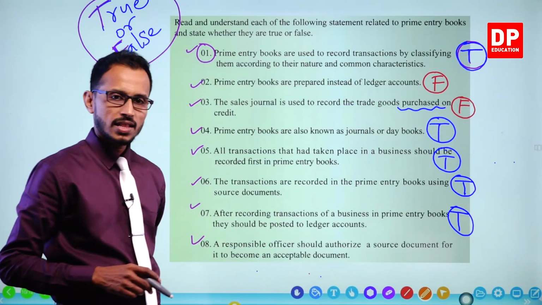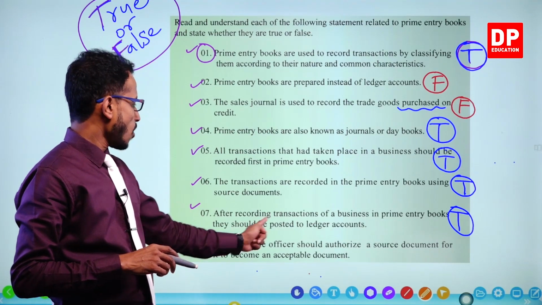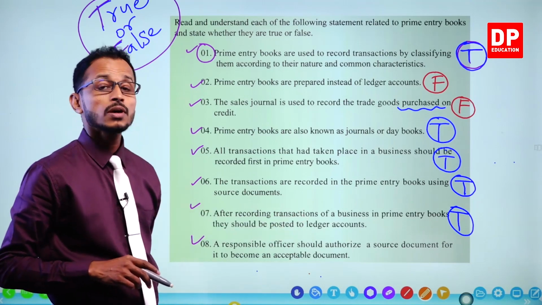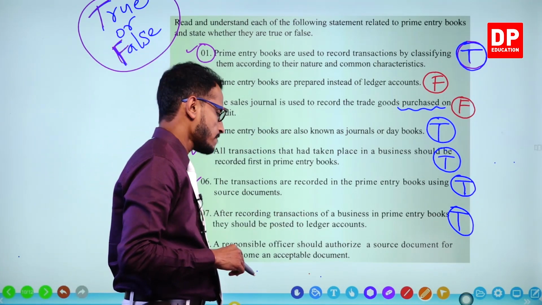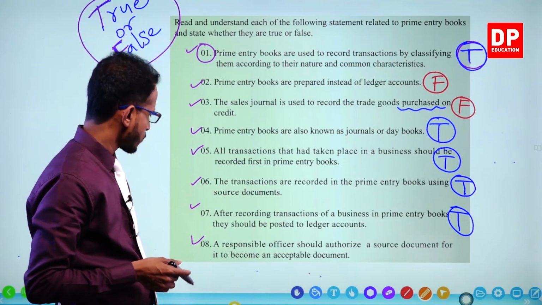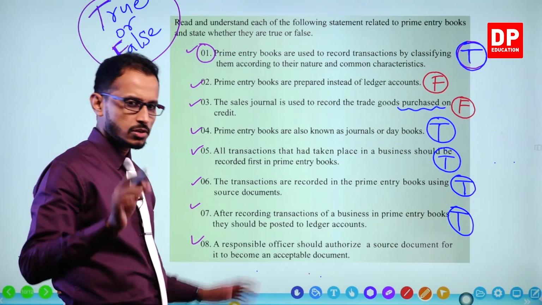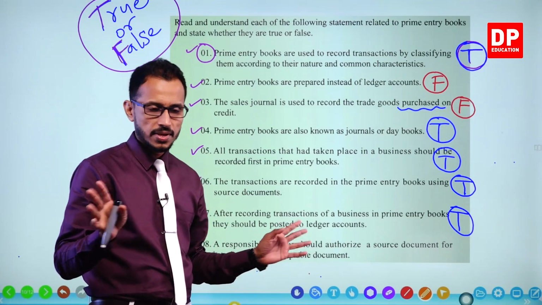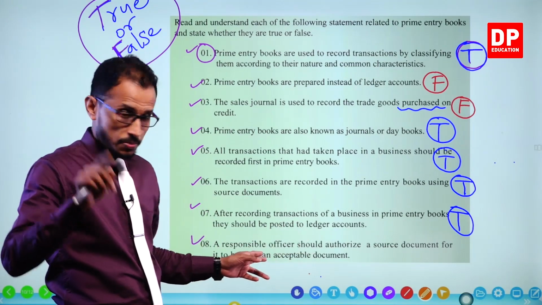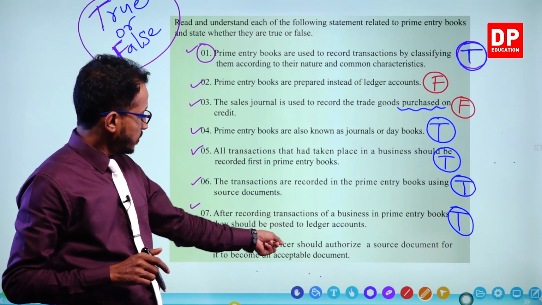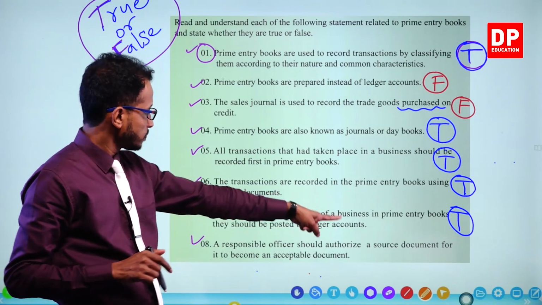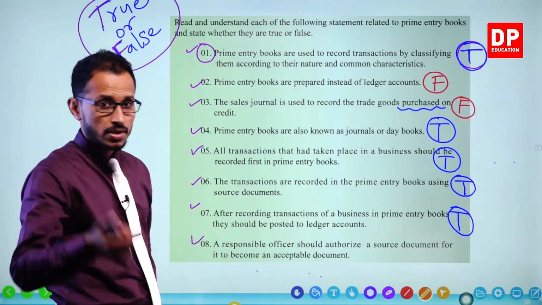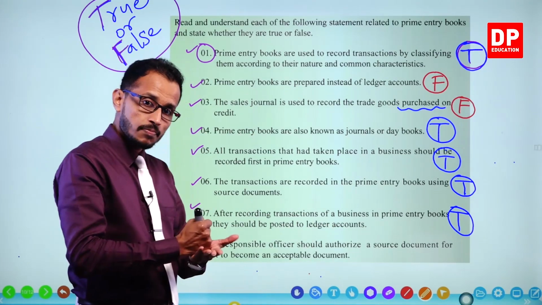Last one. A responsible officer should authorize a source document for it to become an acceptable document. Yes, we talked about it, remember? Most of the time that is the cashier who signs and issues the source document, and there can be other officers, not only the cashier. So anyhow, an officer should authorize by signing for a source document to become an acceptable document.